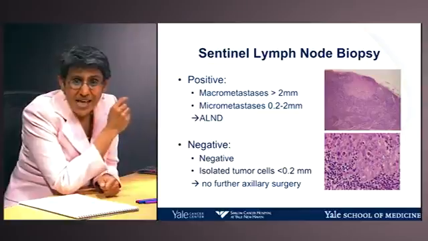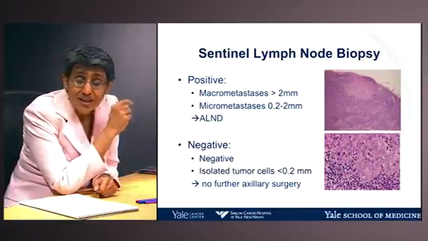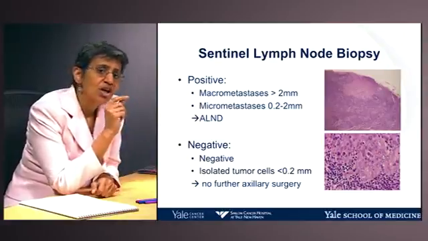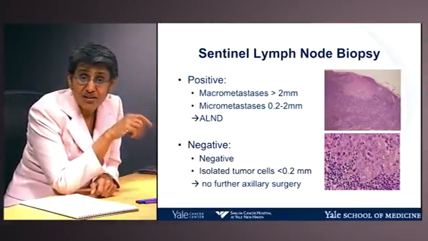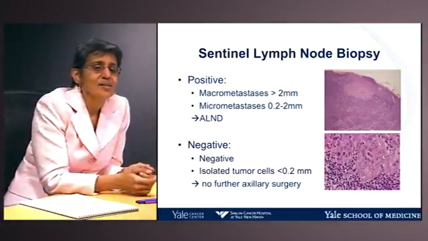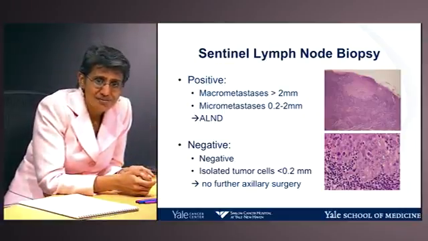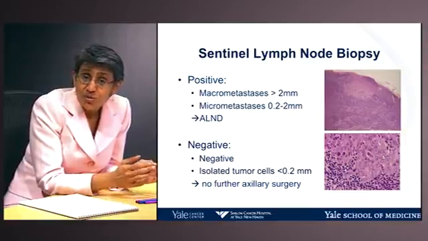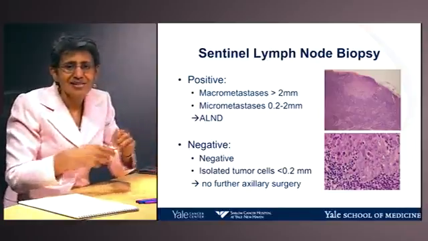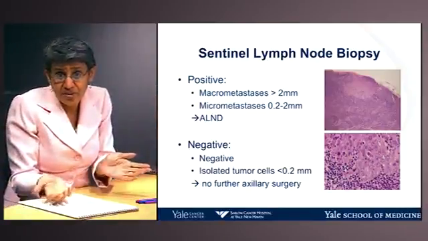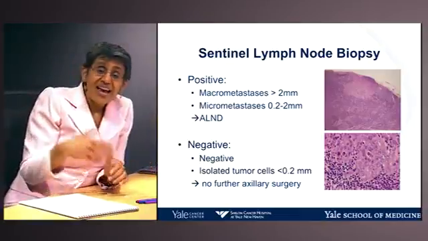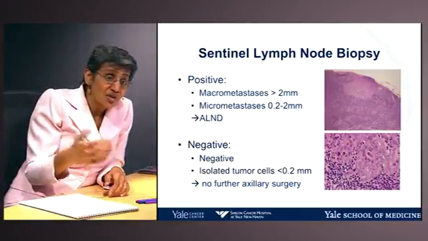So if you go back to that staging scheme that we talked about, those would be N1 disease. You can have cancer cells in a lymph node and still be lymph node negative if you have what's called isolated tumor cells. Isolated tumor cells are tumor deposits less than 0.2 millimeters. These are stray cells that just happen to have been in a lymph node, but really there's unknown clinical significance. And so these patients are considered node negative.